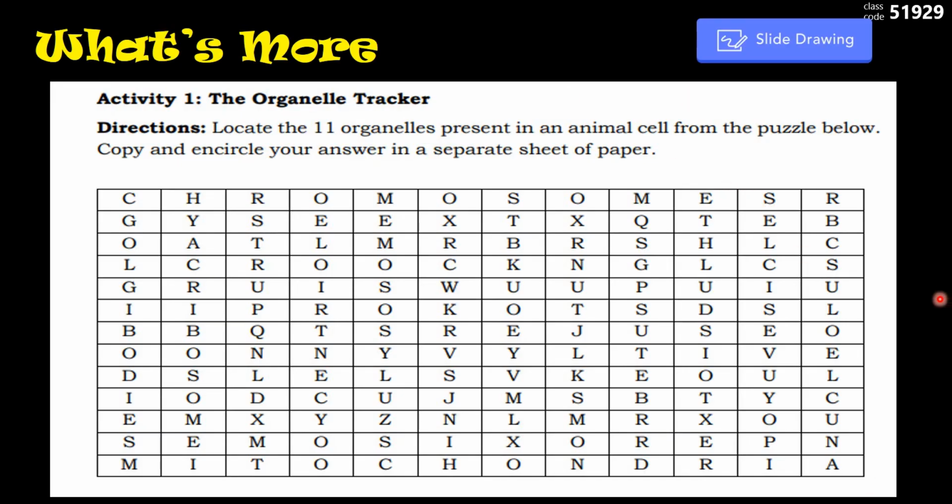So we're through with the discussion. Let's have this one. So you're given this one. So this is all about the organelle tracker. Locate the 11 organelles present in animal cell from the puzzle below. Copy and circle the answer in a separate sheet of paper. Okay, I'm going to give you time. Go.